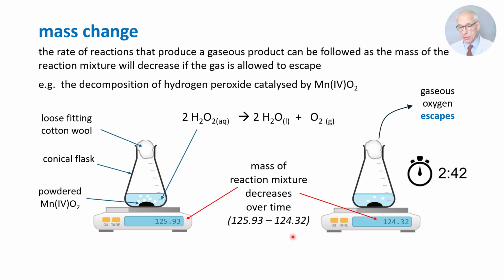The amount of oxygen escaping can be deduced from the difference between the initial mass and the mass at any particular time. So the mass of oxygen that has been produced, in this example, would be 125.93 minus 124.32, the initial minus the mass at a particular time. As the gas escapes, the mass decreases. That decrease in mass is the same as the mass of the gas that escapes.